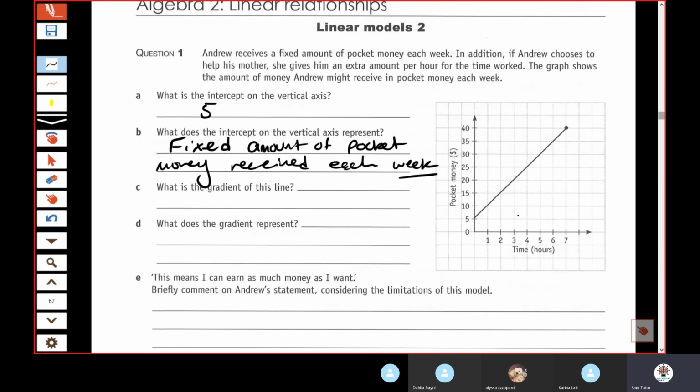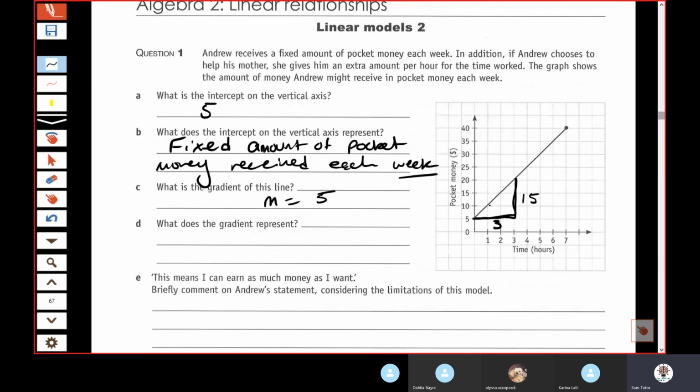Rise over run. So to use rise over run, I need a triangle. Let's say I use that. Yeah, there's a right angle triangle. What's my rise from 5 to 20? My rise is 15. What's my run from 0 to 3? 3. So my gradient equals 15 over 3, which is 5.